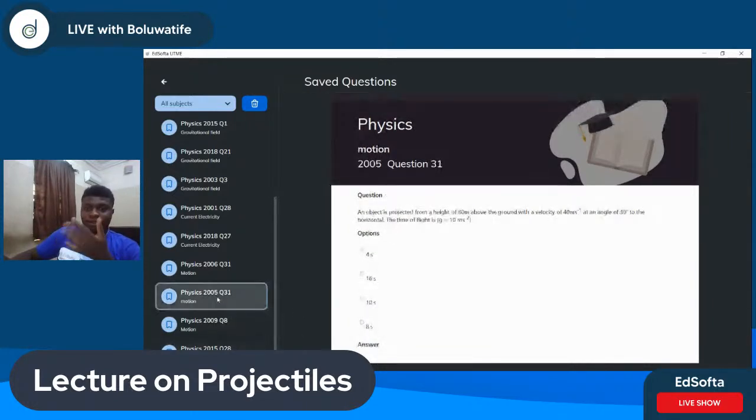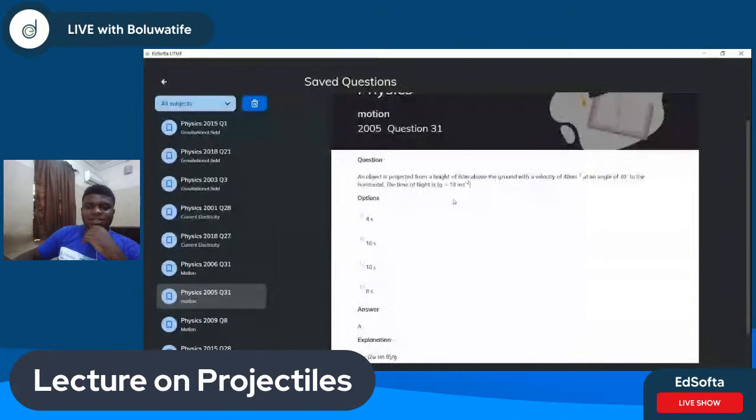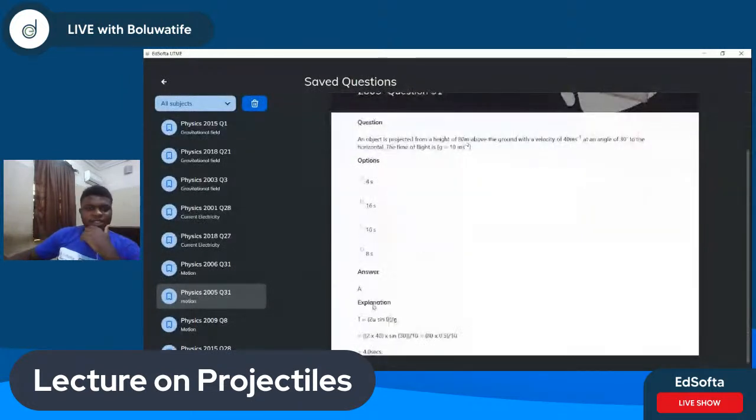I think we've done this already, if I'm not mistaken. Okay, no, this is another question. The time of flight just means that we're calculating the total time, right? So let's use this formula: 2u sine theta all over gravity. What is my u, my initial velocity? 40 meters per second. So 2 times 40 times sine 30. Sine 30 happens to be 0.5, divided by 10.